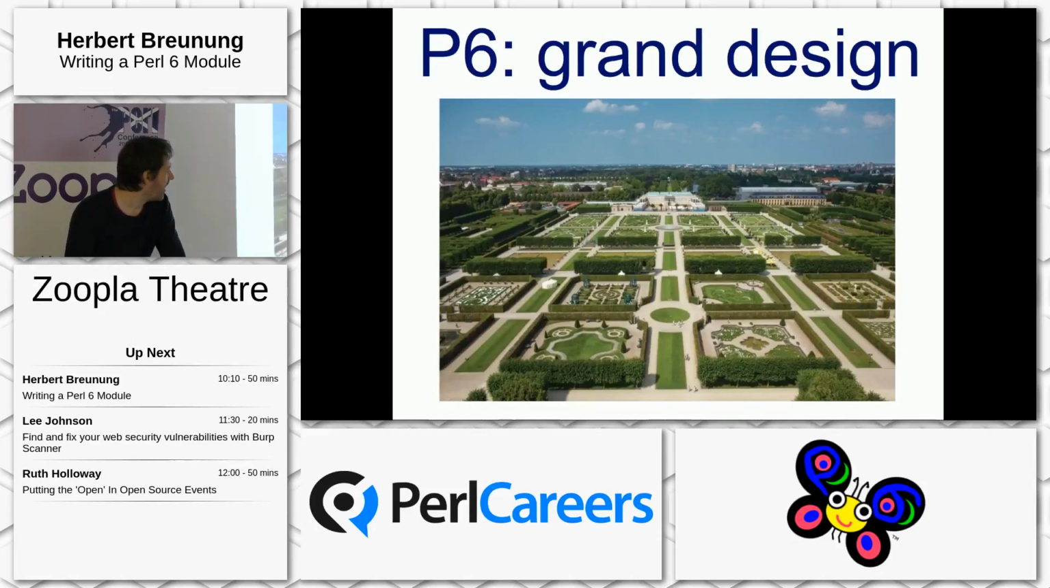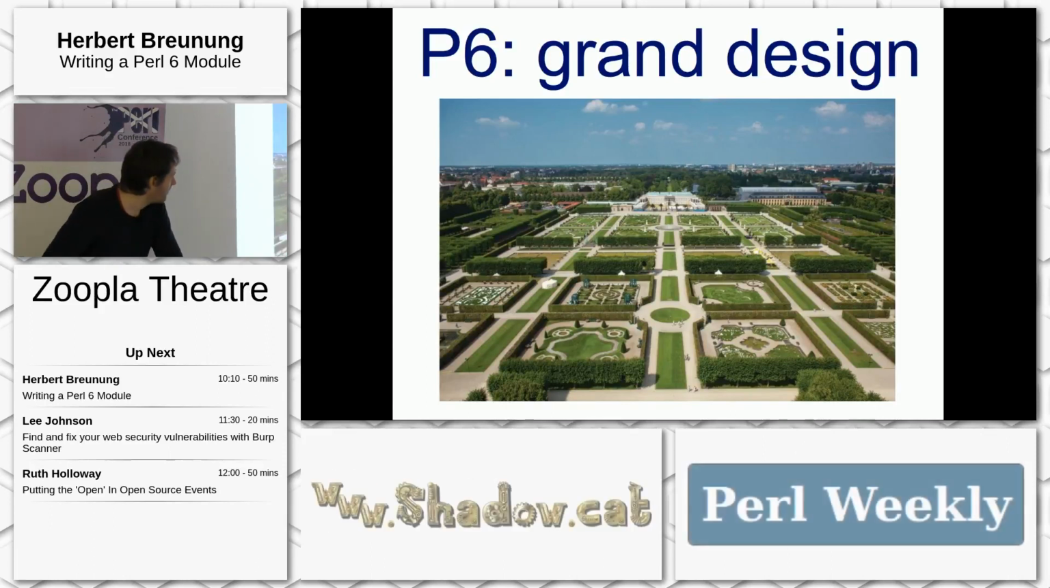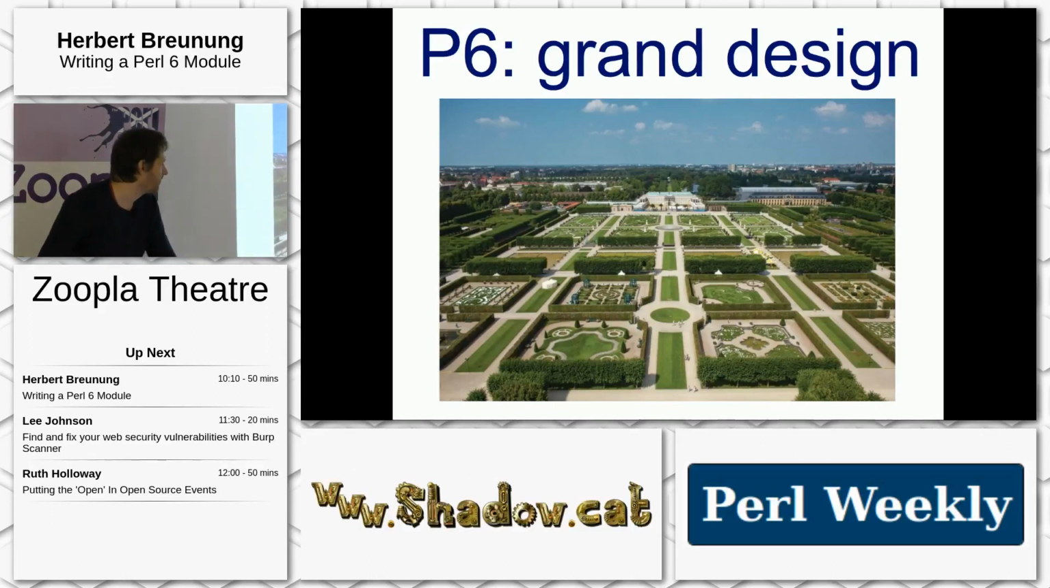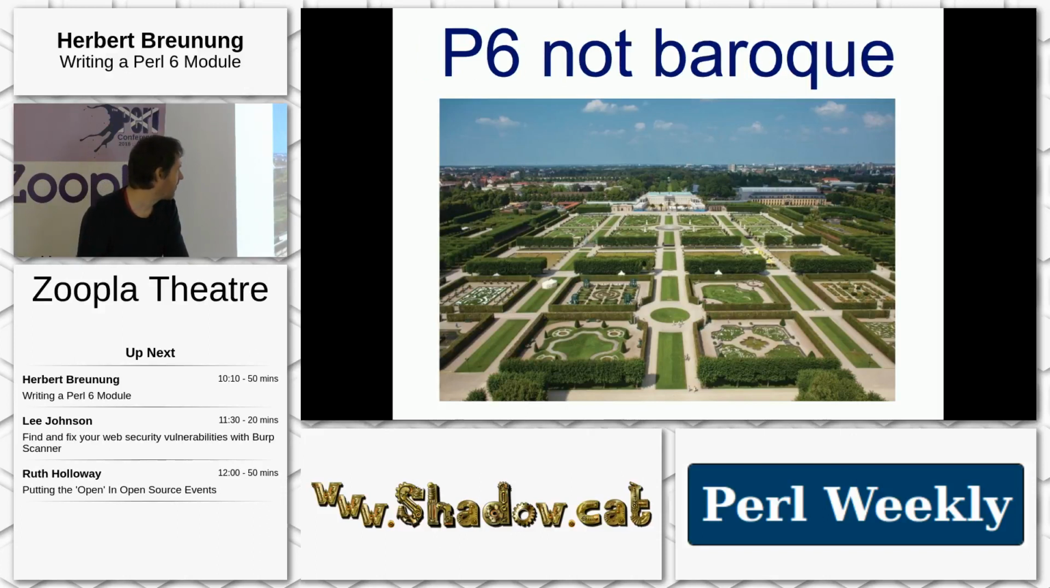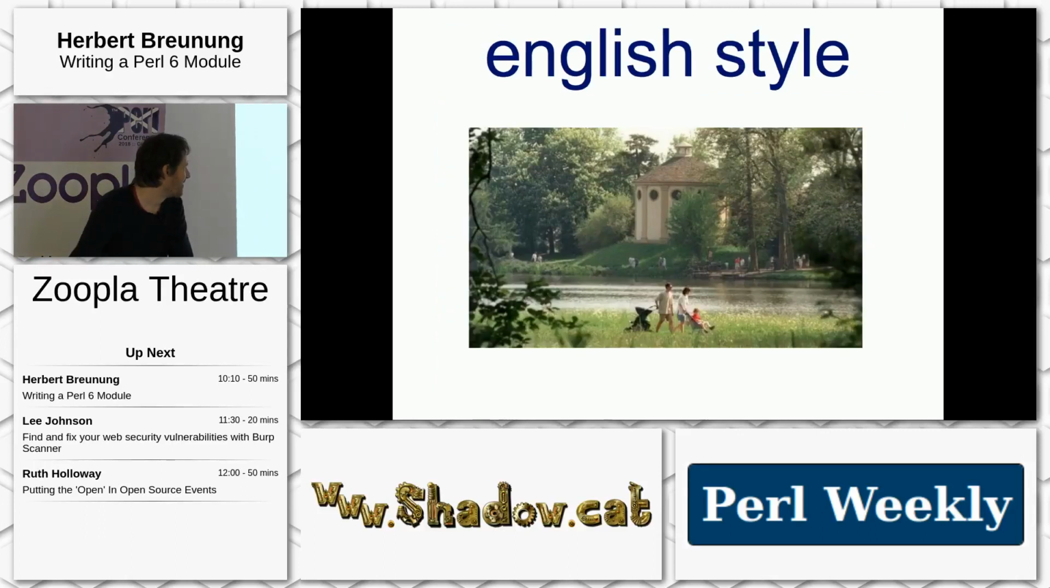The one who wrote this post compared Perl 6 more to a Renaissance garden and Renaissance castle, where everything is in straight lines and nicely laid out and beautiful. I don't think this comparison is quite right, because it's not Baroque, not yet. I think the better comparison is the English gardens.